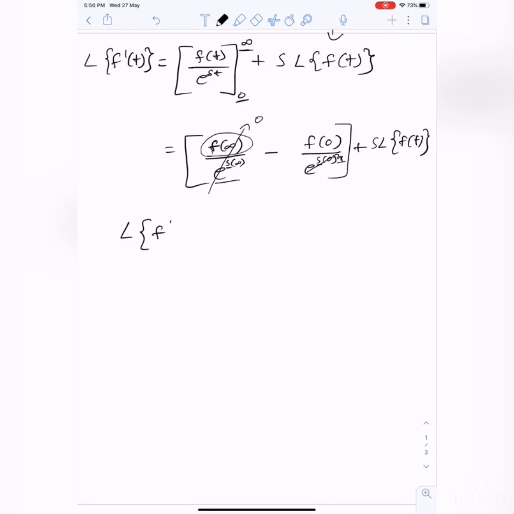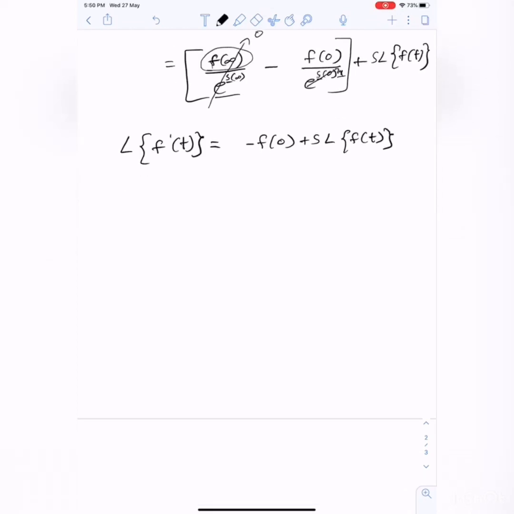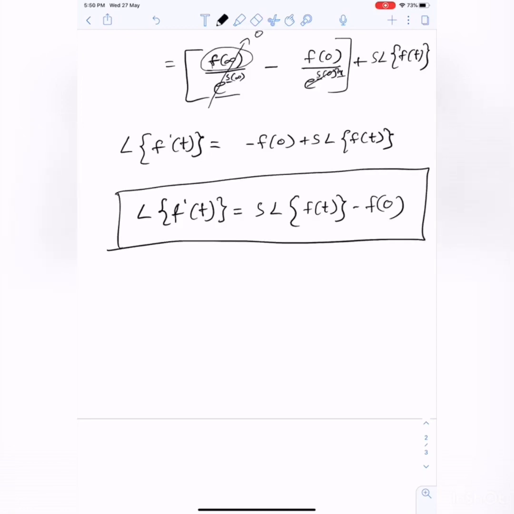the Laplace transform of f'(t) is equal to negative f(0) plus s times the Laplace transform of f(t). So just rearranging this would give us the Laplace transform of f'(t) equal to s times the Laplace transform of f(t) minus f(0). And this is the one we need to prove. So like they always write, hence proved.